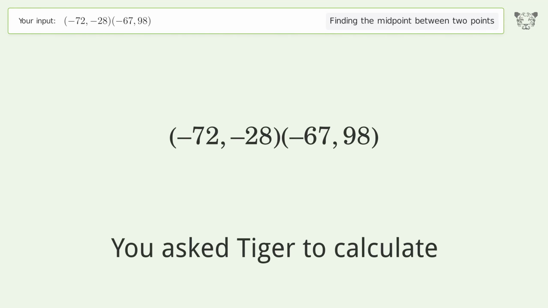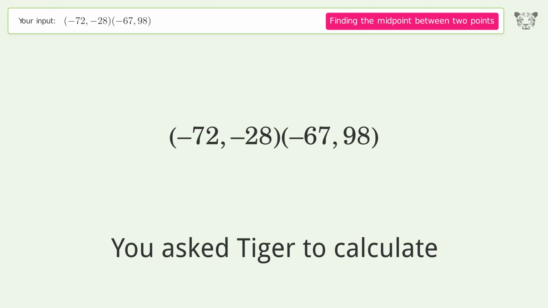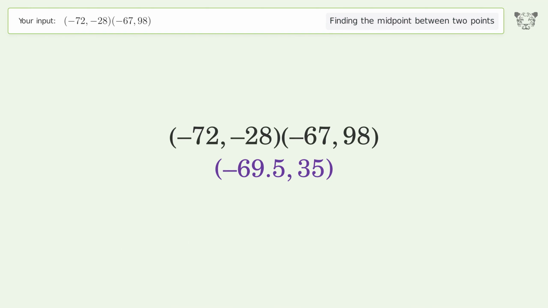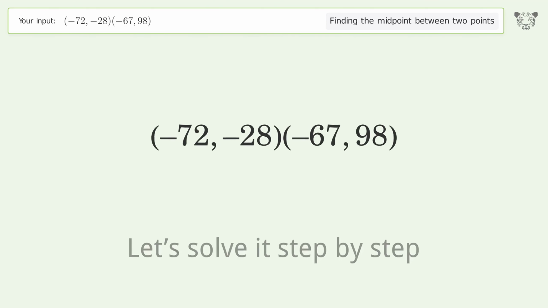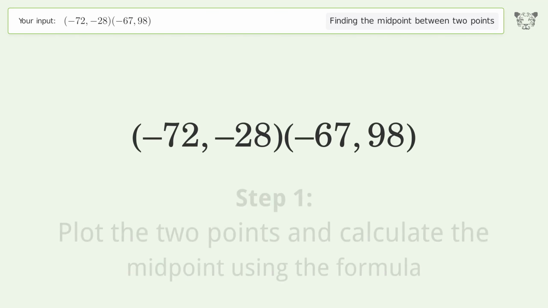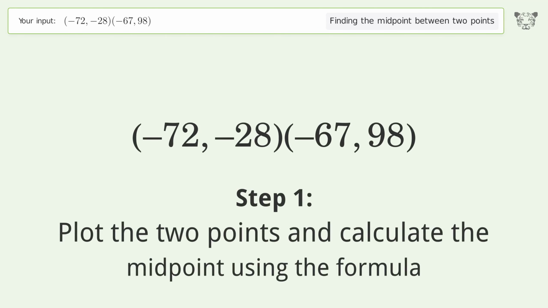You ask Tiger to calculate. This deals with finding the midpoint between 2 points. The midpoint between the 2 points is negative 69.535. Let's solve it step by step. Plot the 2 points and calculate the midpoint using the formula.